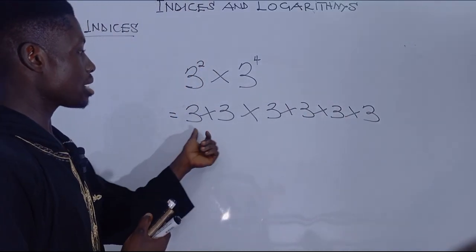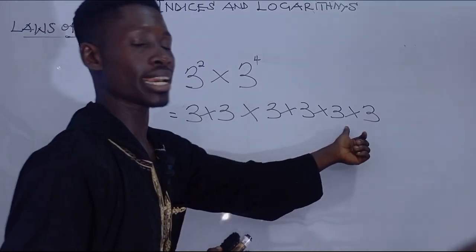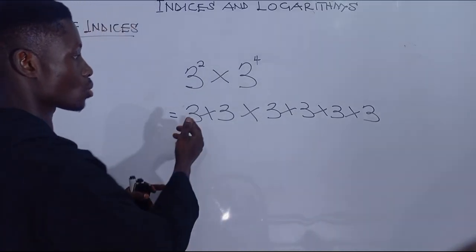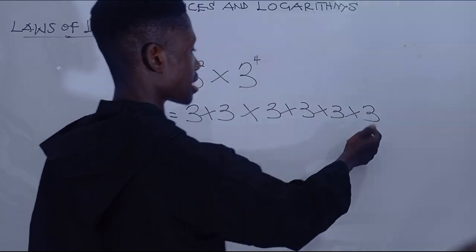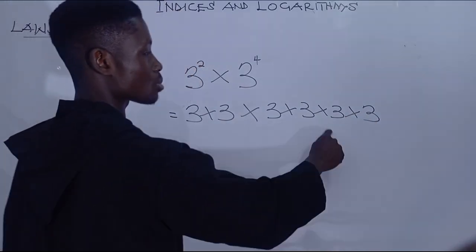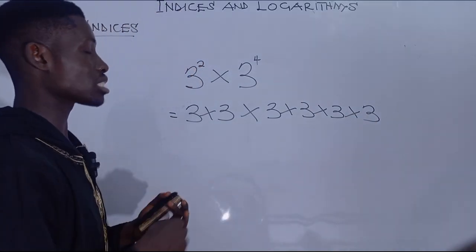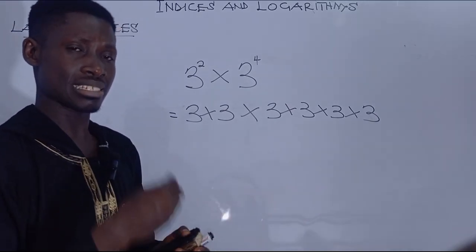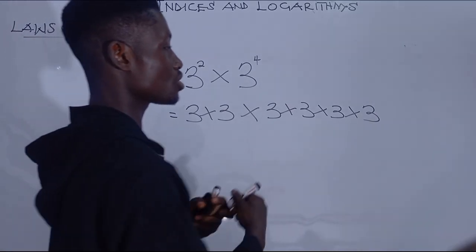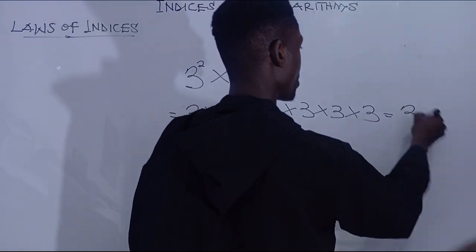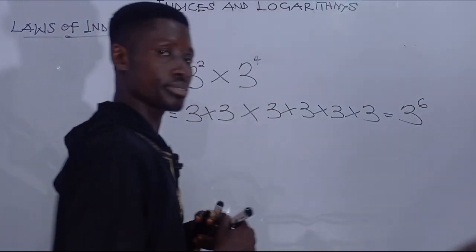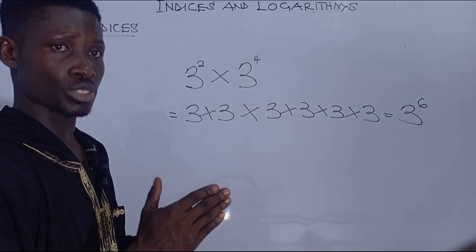Now, how many times is the number 3 multiplying itself? So let's count it. 1, 2, 3, 4, 5, 6. So it means that with this expansion, the number 3 is multiplying itself 6 times. So we are going to write this as 3 raised to the power 6. I guess you are following.